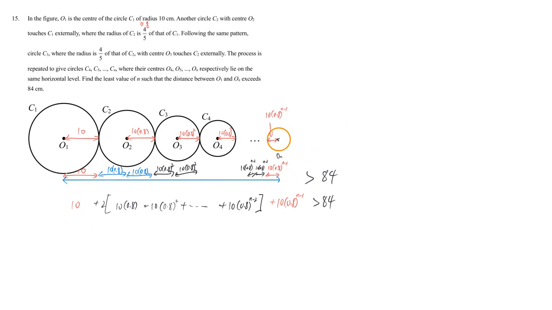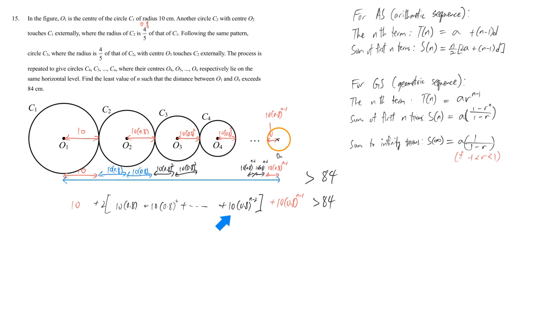Some of you try to use the GS formula to get this part, but this is not a very smart method, because the number of terms here is not n. If you use this formula, you can, but the problem is you may make a mistake about the first n terms, and then your power will be wrong. Also you have a new first term, which is not 10 but 10 times 0.8. So it's not really a smart method.